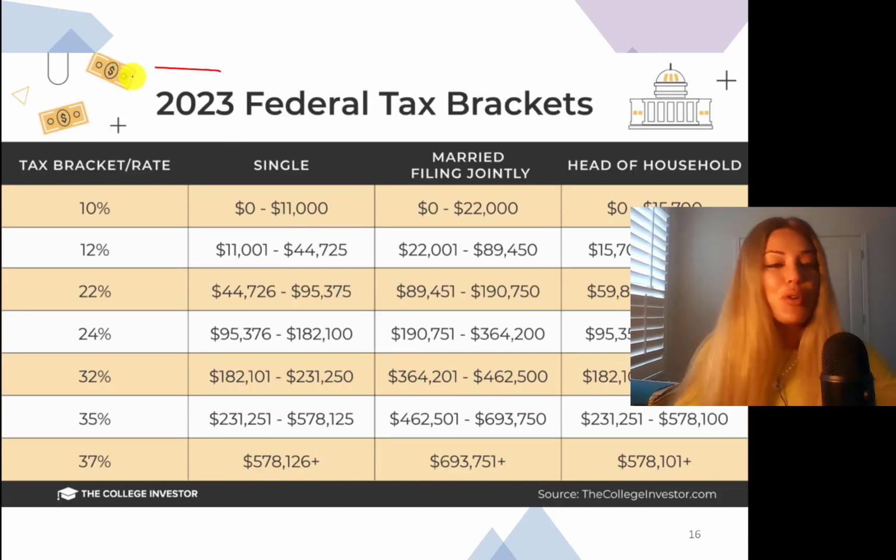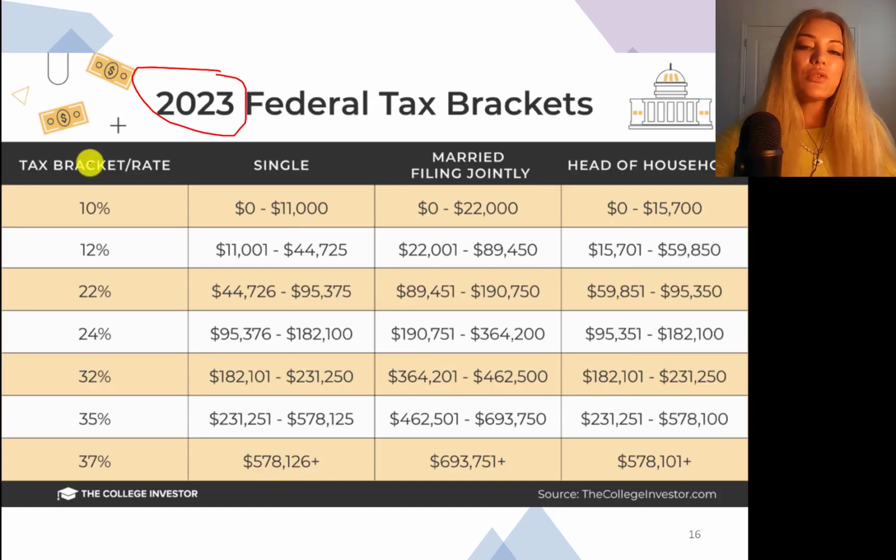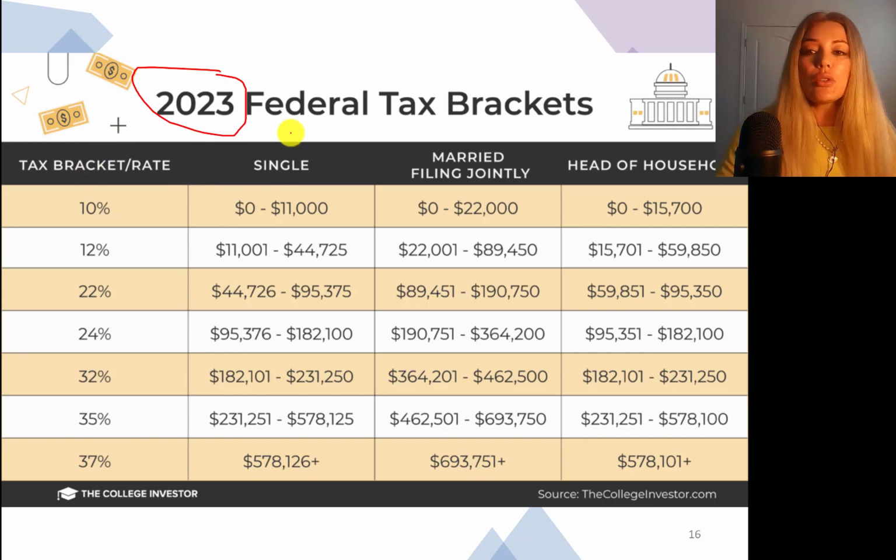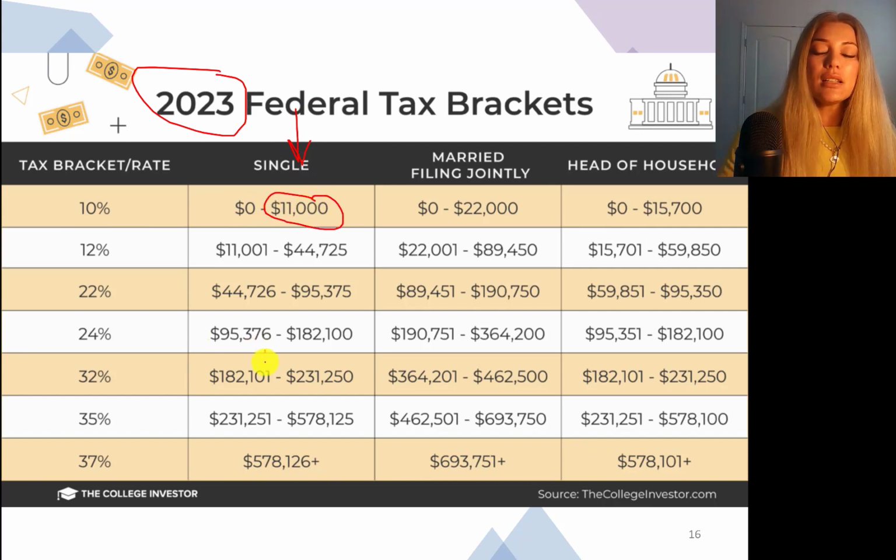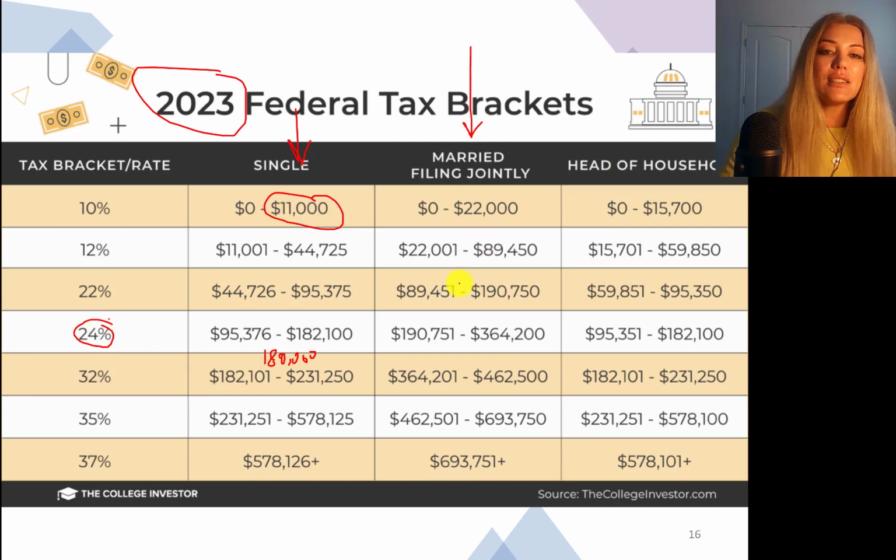Let's take a look at a more recent number, 2023 federal tax brackets. So, for instance, if you're single, you're paying 10% of the first 11,000. You're single, let's say you make $180,000. Your marginal tax rate will be, for instance, 24%. Married filing jointly, it's a little different. The cutoff points, the brackets, are different.